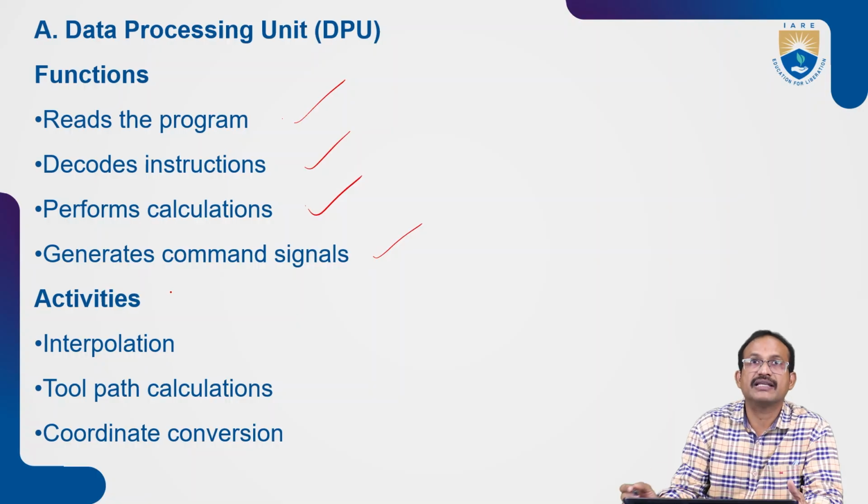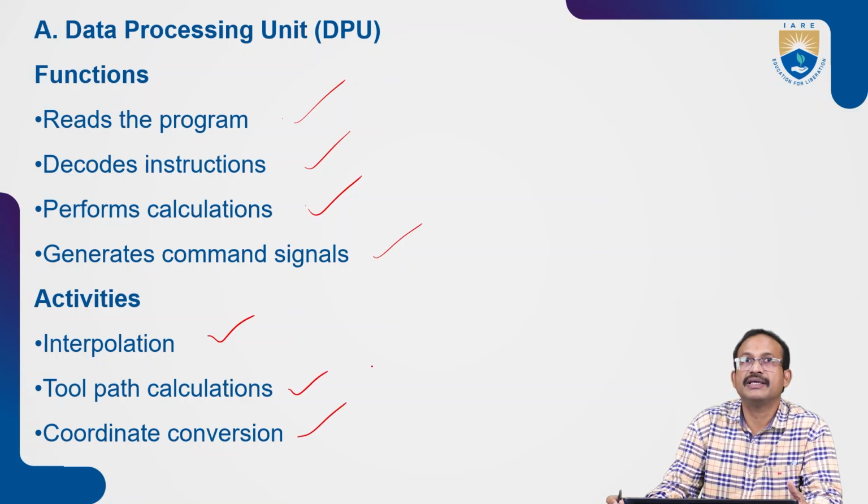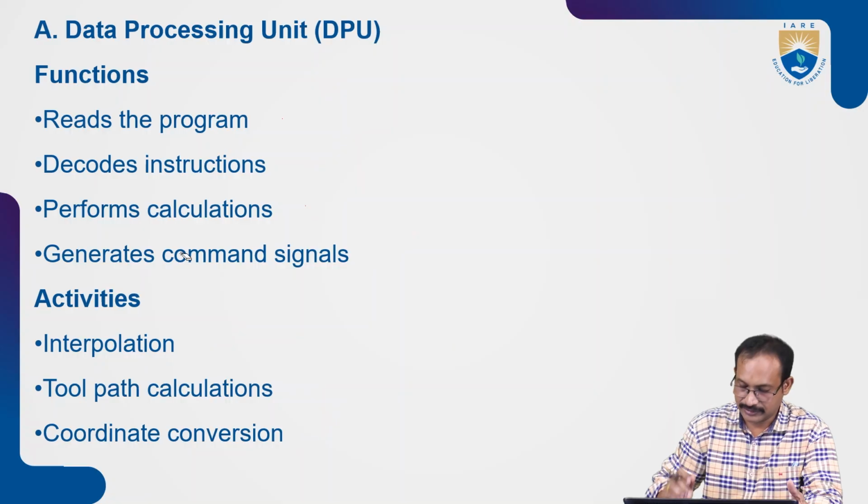Now let us see the activities of this DPU, data processing unit. Interpolation, toolpath calculations, coordinate conversion. So these are the activities associated to data processing unit.